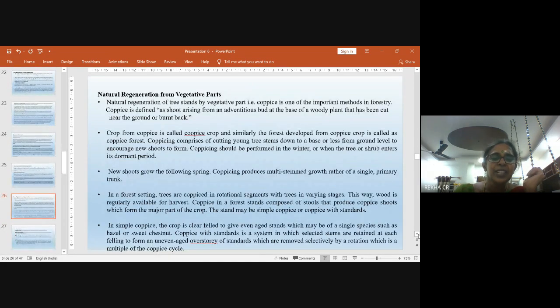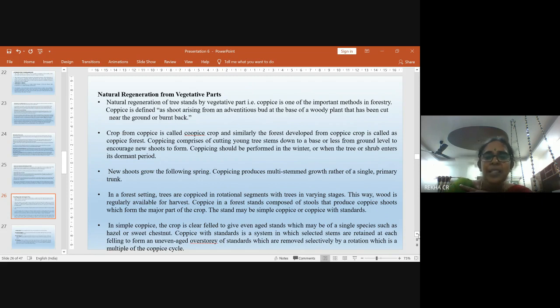So natural regeneration from vegetative parts. So natural regeneration of tree stands by vegetative parts, the coppice, is one of the important methods in forestry. So what is this coppice? Coppice is defined as a shoot arising from an adventitious bud at the base of a woody plant that has been cut near the ground or burnt back. So coppice is a shoot which arises from the adventitious bud.